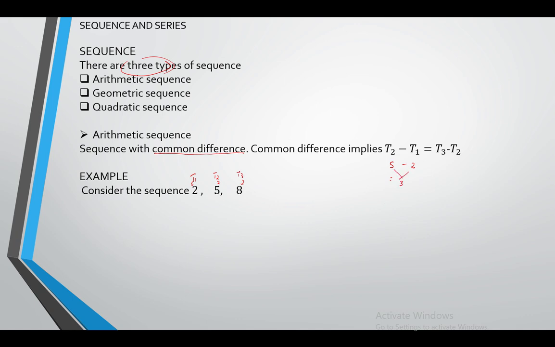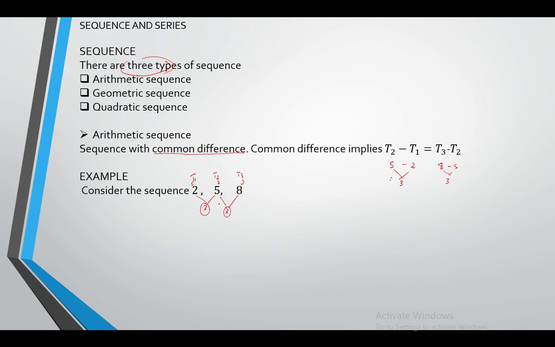Then let's take term 3 and subtract term 2: 8 minus 5, which is also 3. You see that the difference between 5 and 2 is 3, and the difference between 8 and 5 is 3. So this 3 is called a common difference. This sequence 2, 5, 8 is an arithmetic sequence. What makes it arithmetic? The sequence has a common difference.